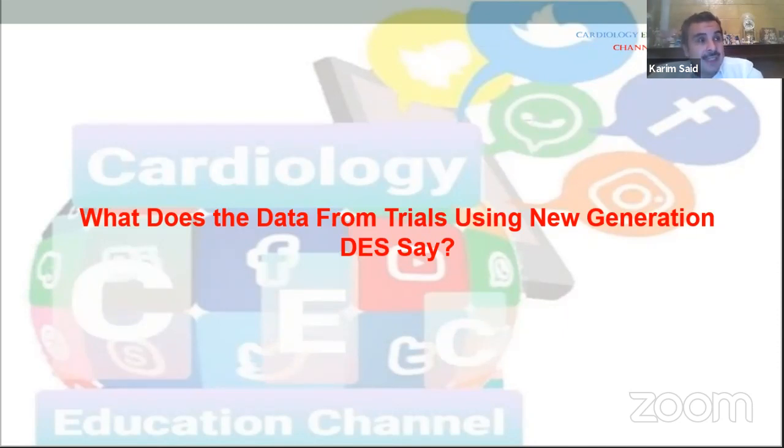The third point, the type of the patient. Left main patients are not low-risk patients. They usually have multi-vessel disease, usually have some comorbidities. So we are expected to give some details about the type of the left main patients in these different trials.